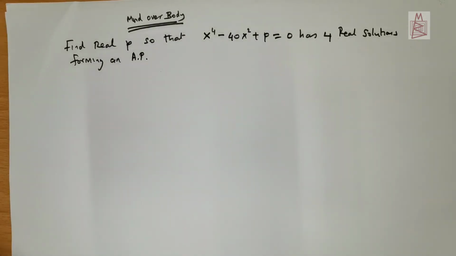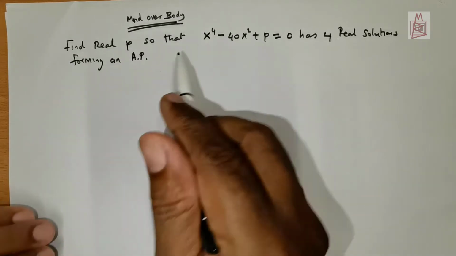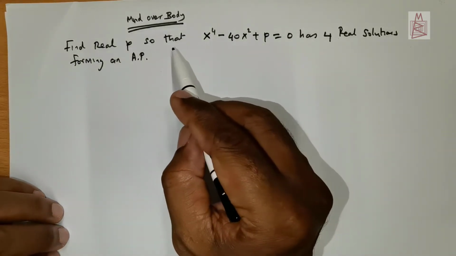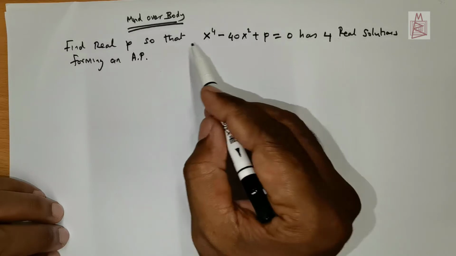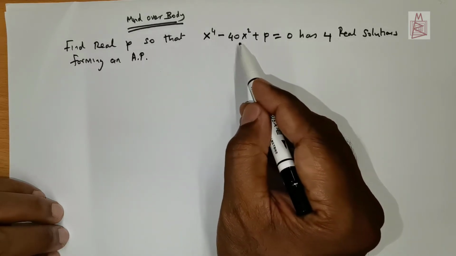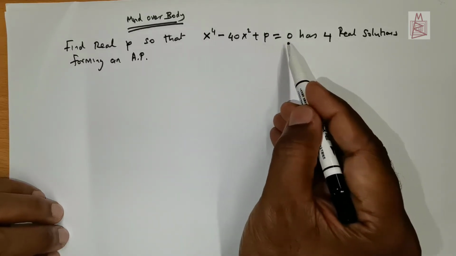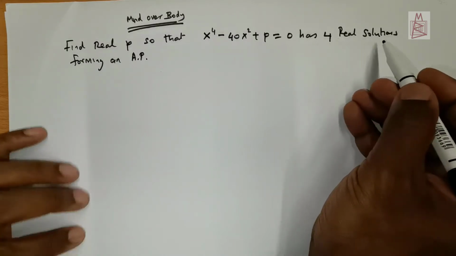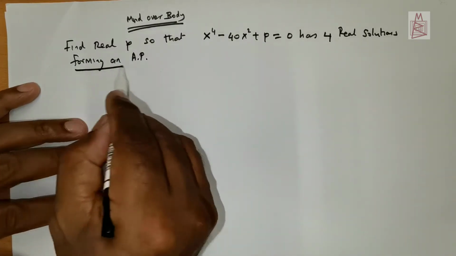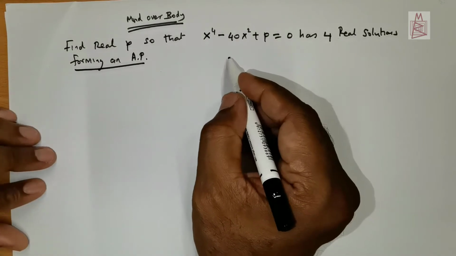This is actually a German Olympiad question. The question reads as follows. Find real p given that x to the power 4 minus 40x squared plus p is equal to 0 has 4 real solutions and they all form an arithmetic progression.